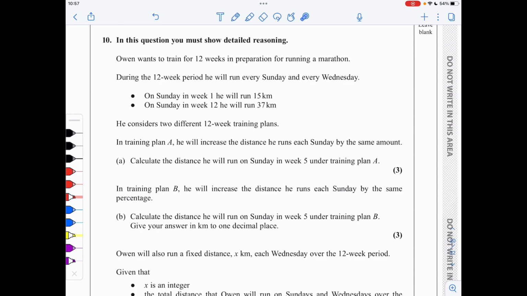In question 10, we've got a question on sequences. We've got Owen, who's training for 12 weeks. He's following this scheme where on Sunday in week 1, he runs 15 kilometers, and on the last Sunday in week 12, he will be running 37 kilometers. So under plan A, he keeps increasing the distance he's running each Sunday by the same amount, and we need to calculate the distance he will run on Sunday in week 5.